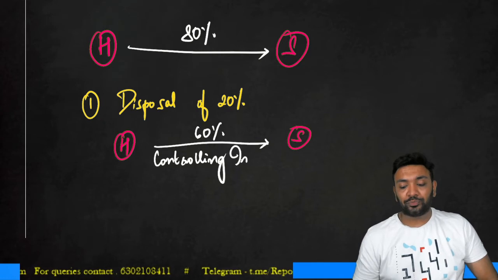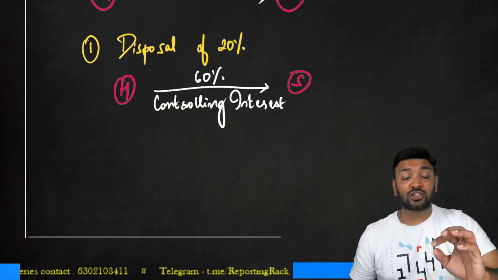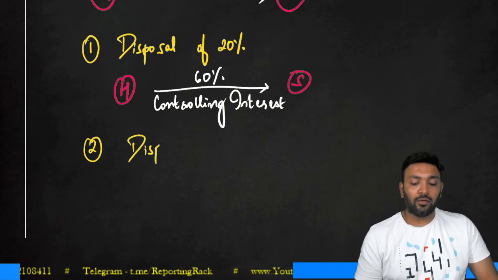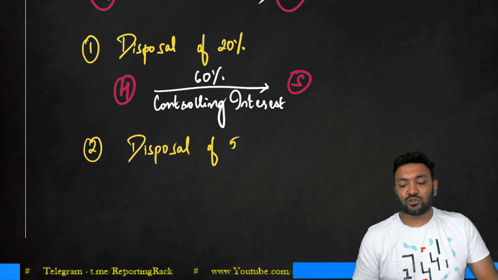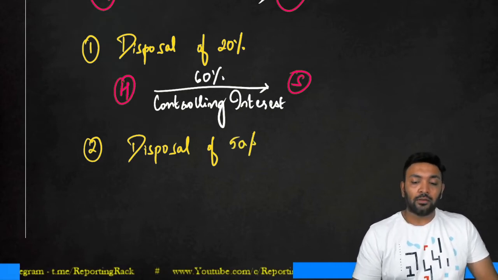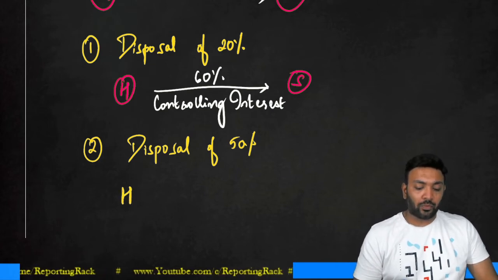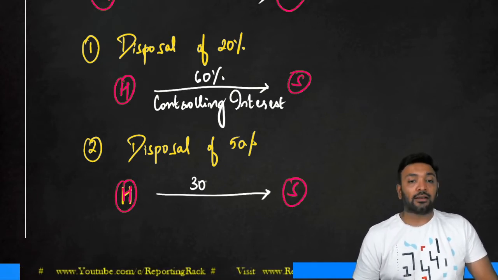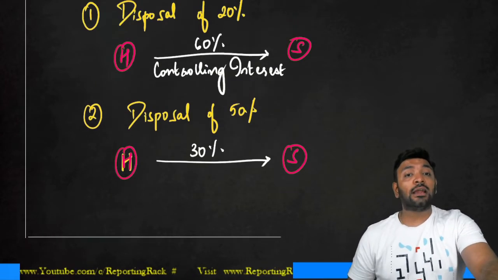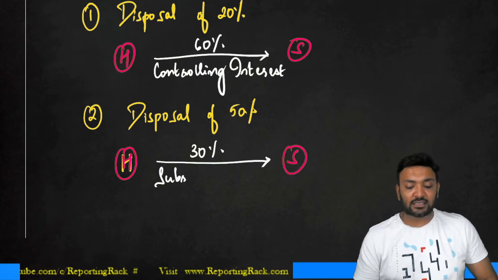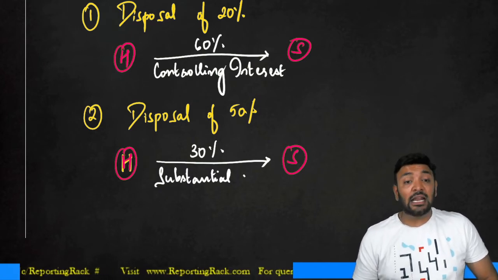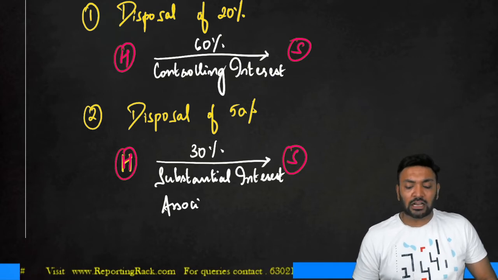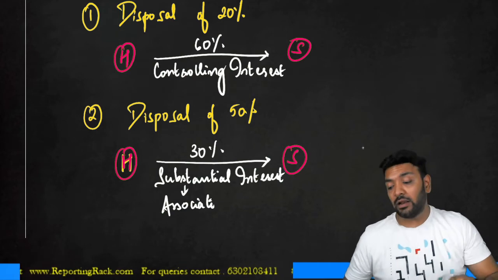That means I continue to consolidate. But let's say my disposal was 40%, or let's say 50% disposal. 40 or 50, anything is the same. The holding company, in its subsidiary, can now only control up to a maximum of 30%. So there is no controlling interest anymore. Here your controlling interest is lost, and now it became substantial interest. Once it becomes substantial interest, it should be treated as an associate. It is an associate, therefore the consolidation should be as per AS 28, as per equity method.